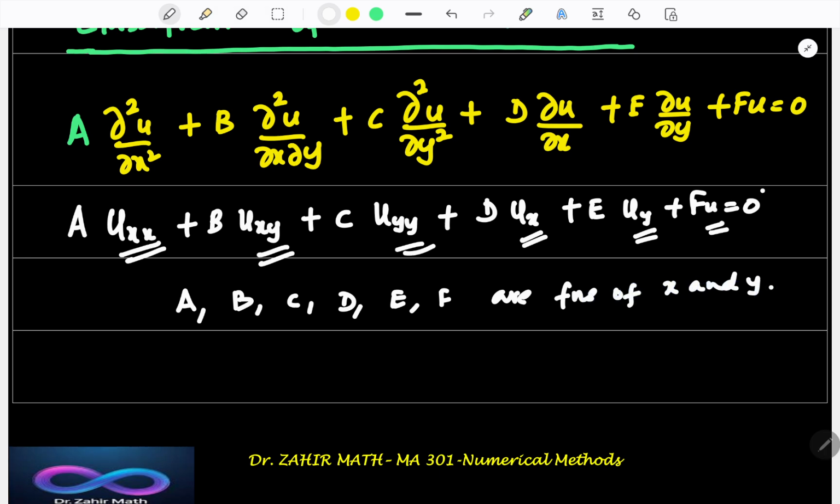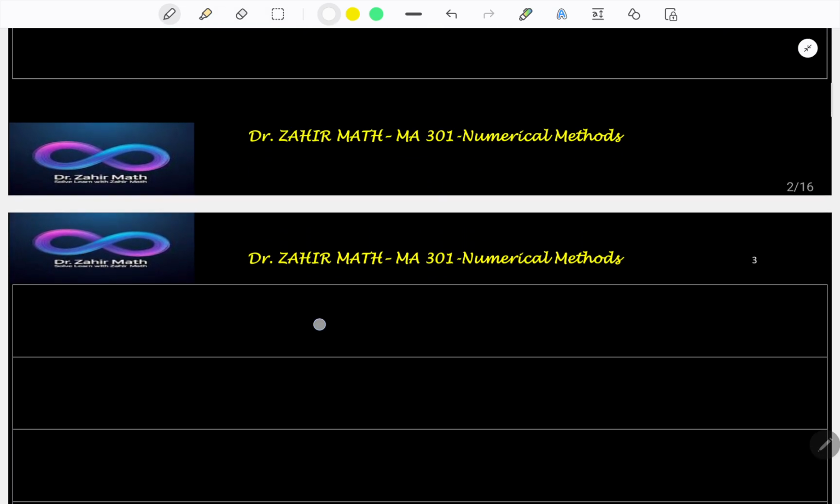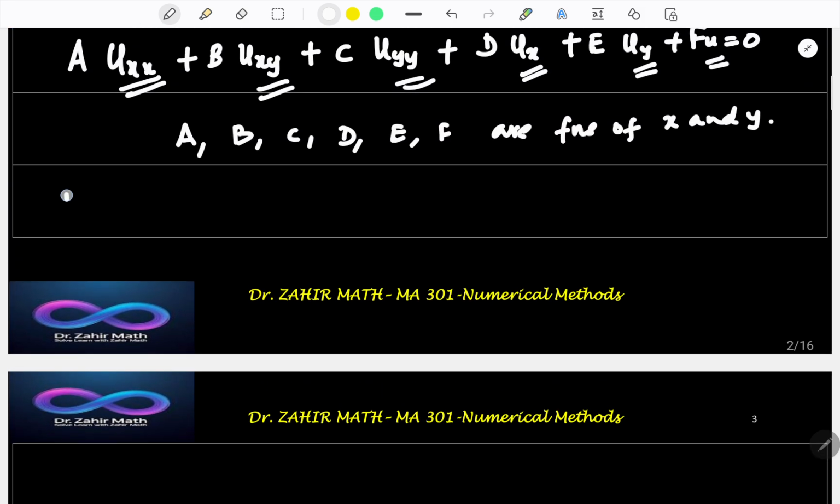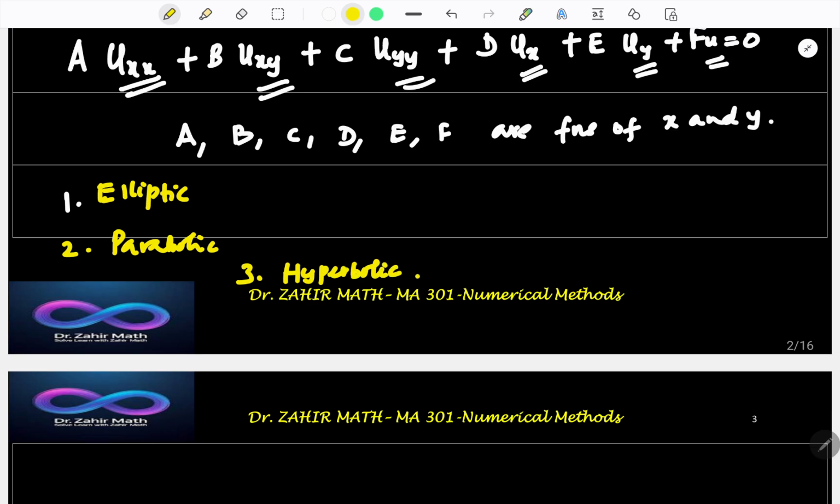Now this equation is said to be number 1, elliptic. Number 2 is parabolic. Number 3 is hyperbolic. Elliptic, parabolic and hyperbolic. These are the 3 chapters given in your syllabus. So we are going to study elliptic, parabolic and hyperbolic.